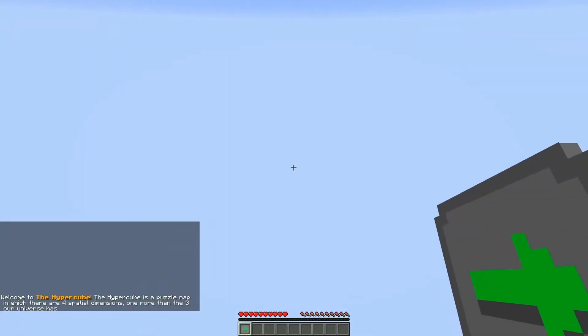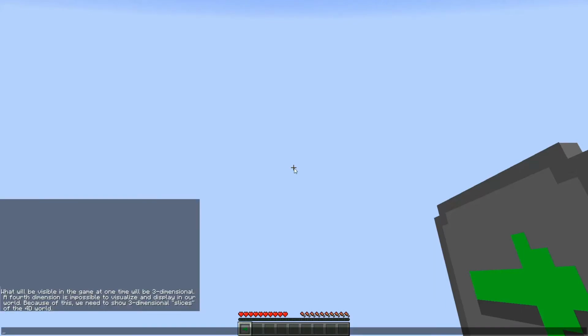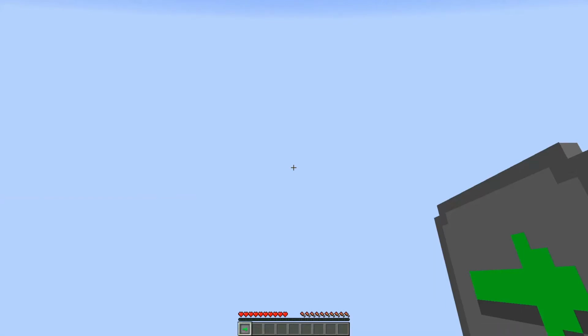Welcome to the Hypercube. The Hypercube is a puzzle map in which there are 4 spatial dimensions, one more than the 3 our universe has. What will be visible in the game at one time will be 3-dimensional. A 4th dimension is not possible to visualize and display in our world. Because of this, we need to show 3-dimensional slices of the 4D world.